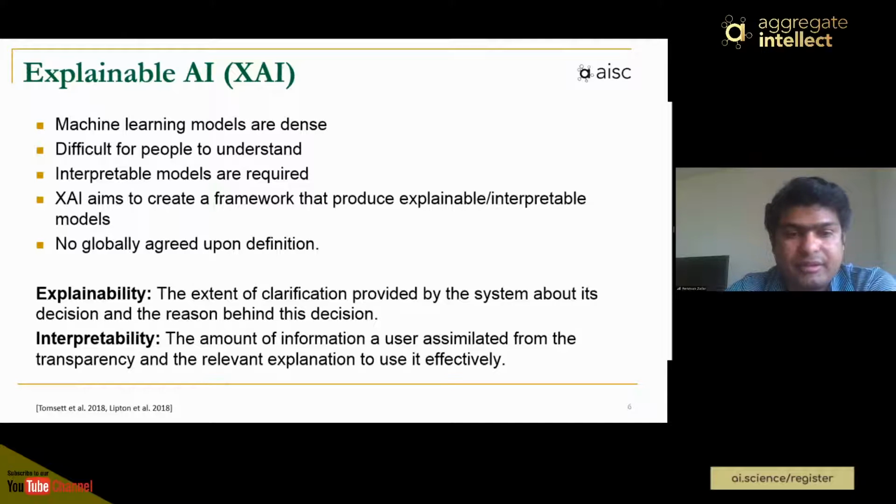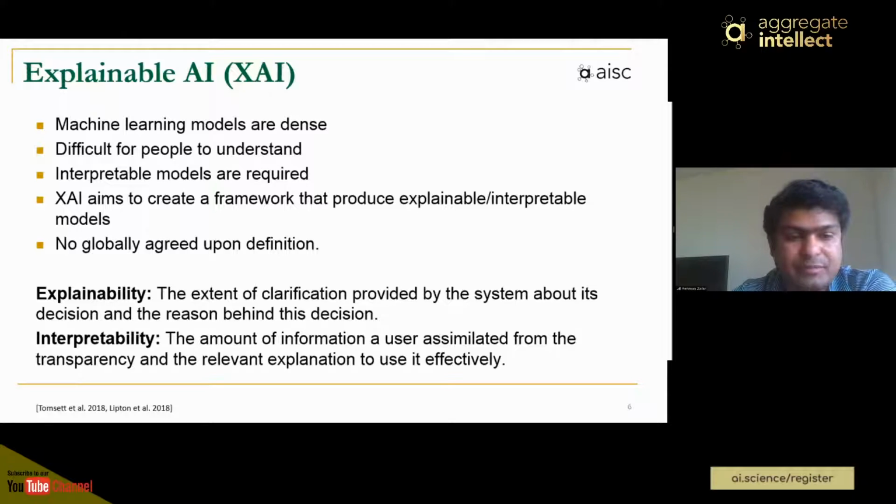Here, there is no globally agreed upon definition for XAI. Many authors use these terms in an alternative way. For example, some are using explainability, some are using interpretability, and in two papers like Tomsett et al. and Lipton, both of these authors defined these terms in their own way.